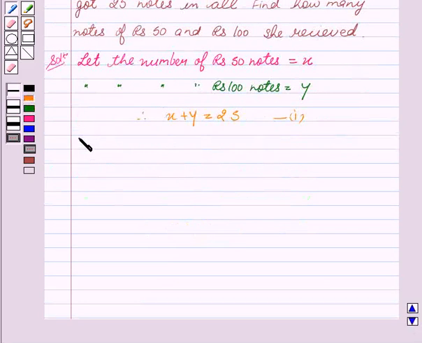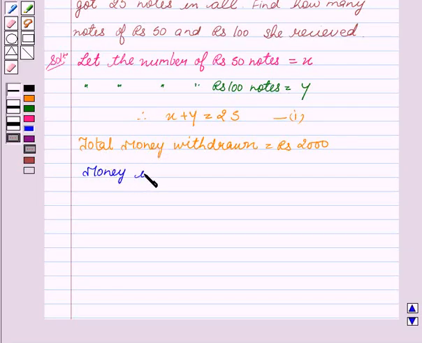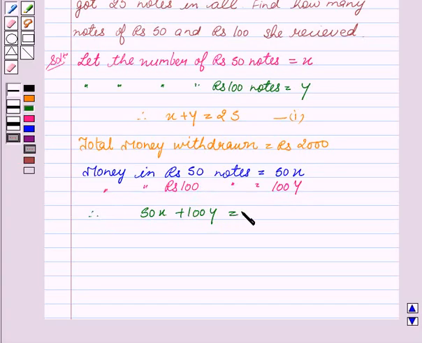Now, we know that total money withdrawn is rupees 2000, and money in rupees 50 notes will be 50x and money in rupees 100 notes will be 100y. Now, this can be written as 50x plus 100y equal to 2000, or x plus 2y equal to 40 on taking 50 as common. So, this is our second equation.